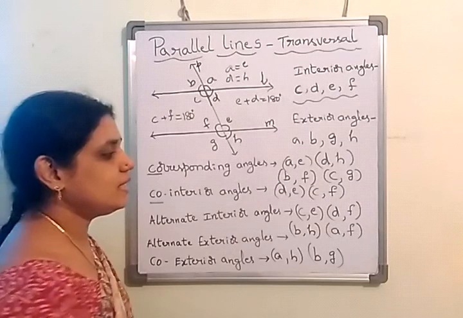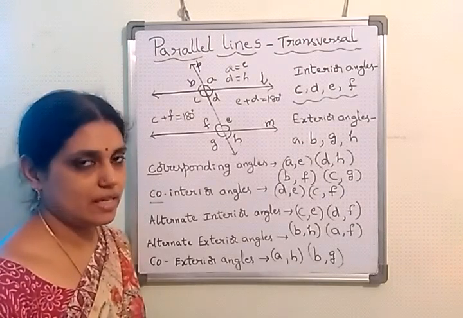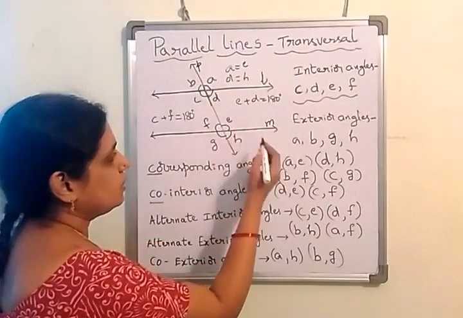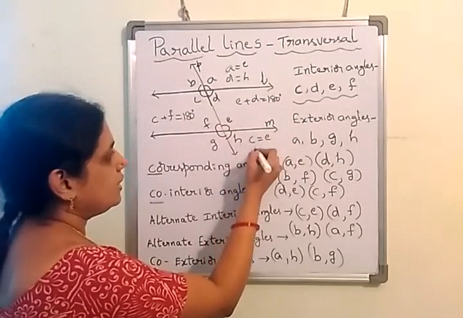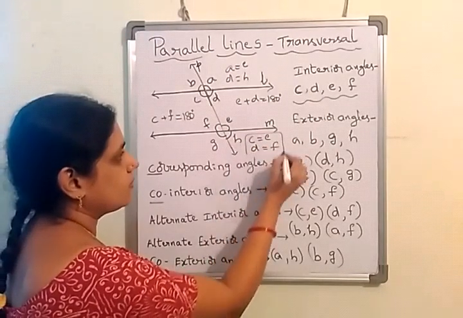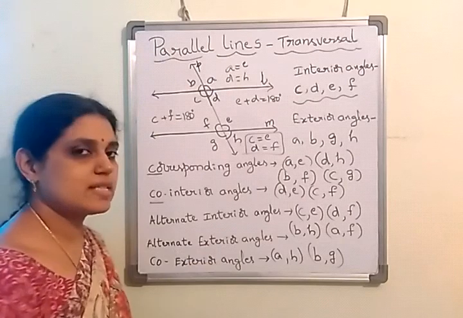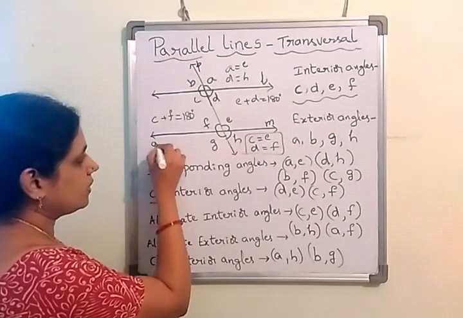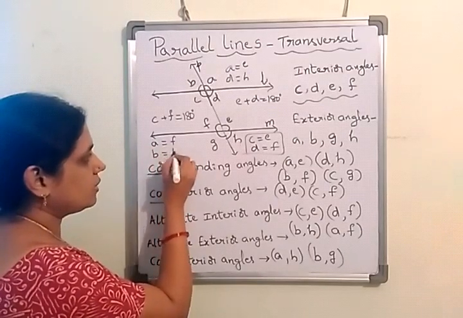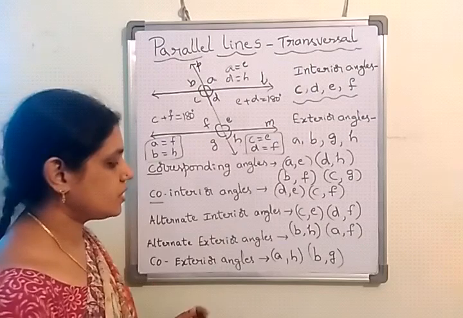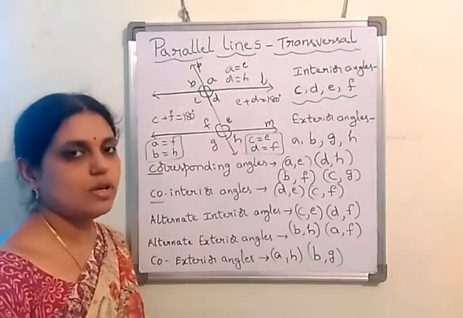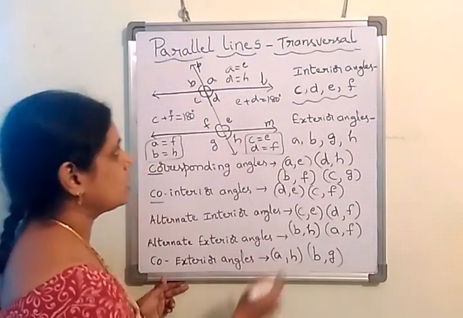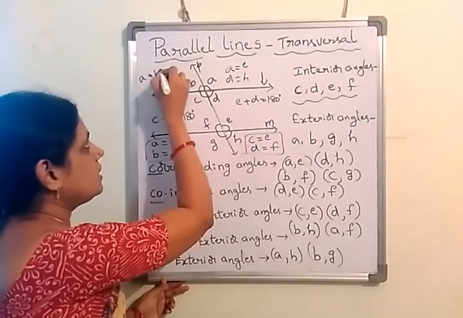Next one, alternate interior angles are equal. So C equal to E and D equal to F. Next one is alternate exterior angles are also equal. So A equal to F, B equal to H. Understood? And co-exterior angles are also supplementary. Co-exterior angles are also supplementary. So A plus H equal to 180 degrees.